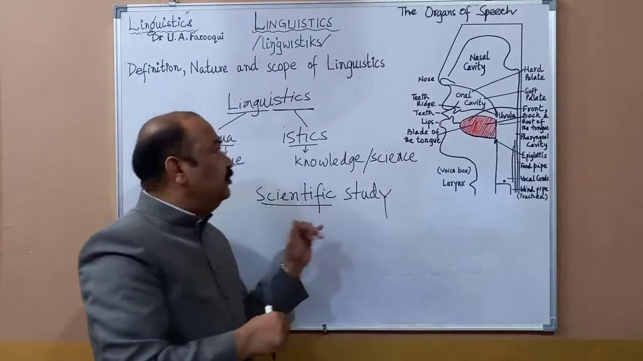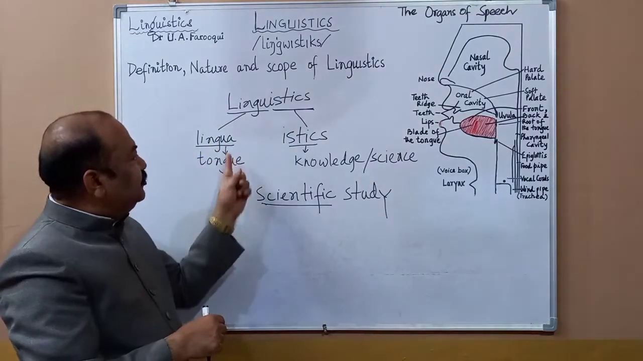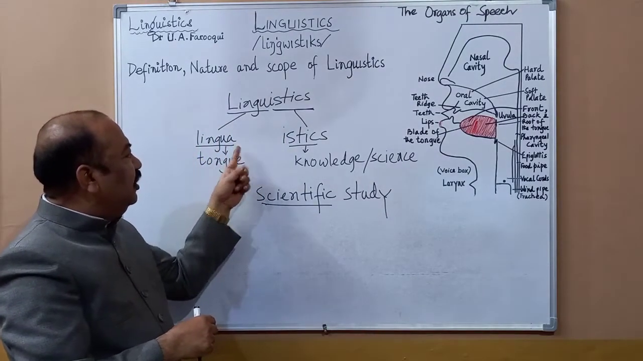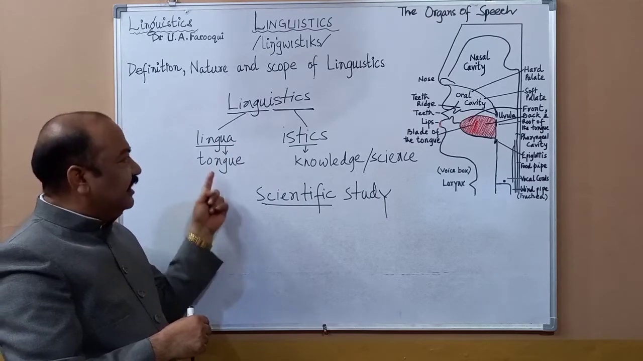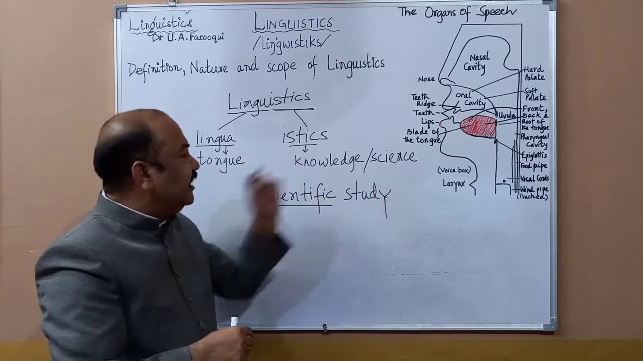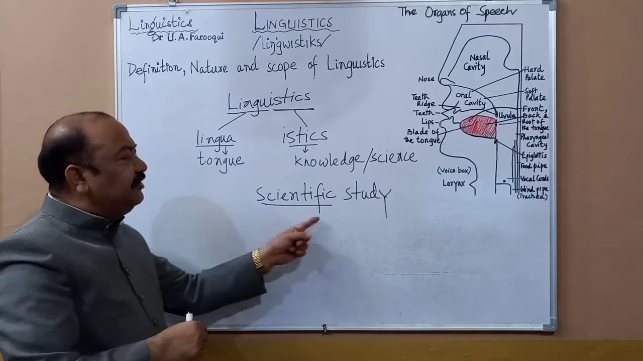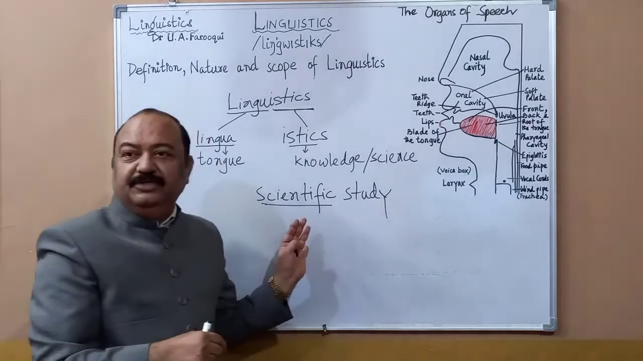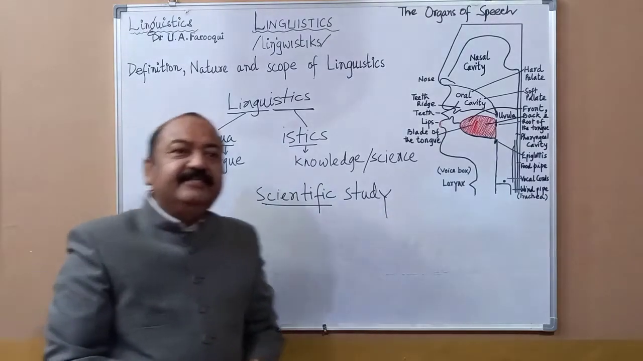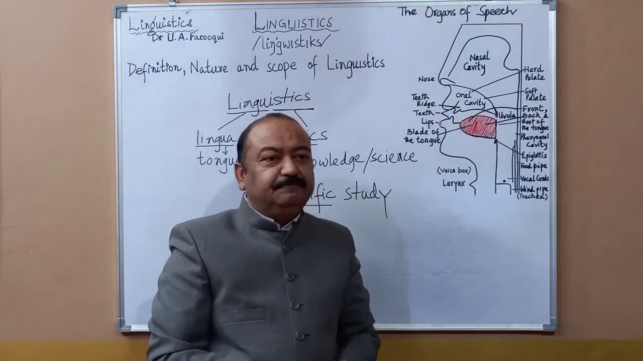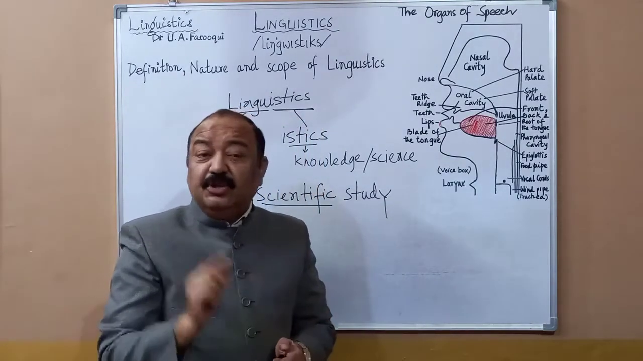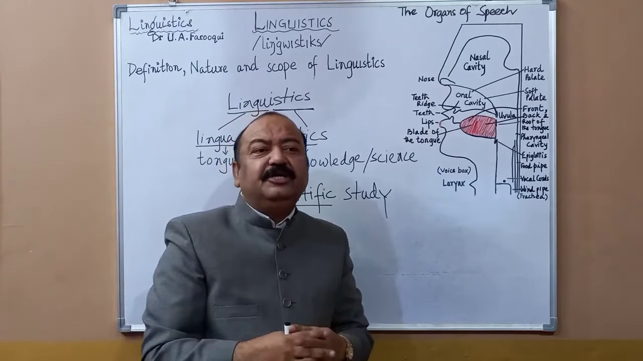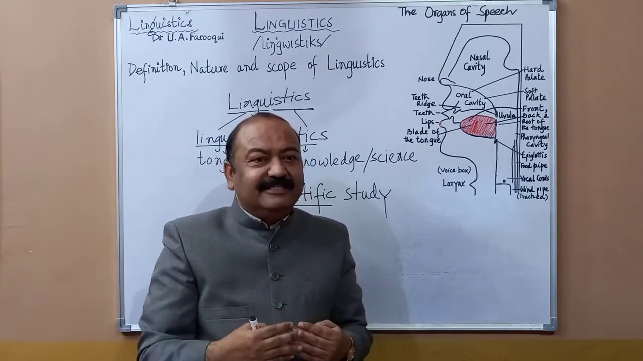So the word linguistics, as you see, is derived from the Latin word lingua, which means tongue, that is language, and ics, that means science. So it is the scientific study of human language. However, it is not the study of one particular language, but of all human languages in general.